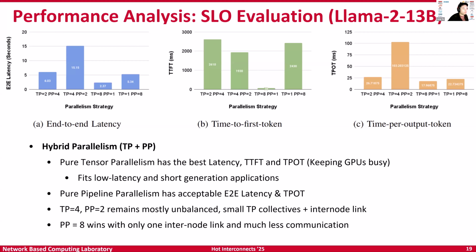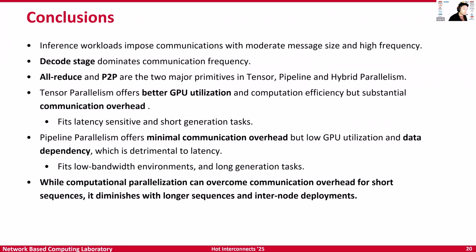So if we go through the conclusions, inference workloads impose communications with small to moderate message sizes, and they are high-burst collectives. The decode stage dominates the communication frequency. If we look forward to optimizing more on the communication side, I would suggest looking into RDUs and point-to-point.